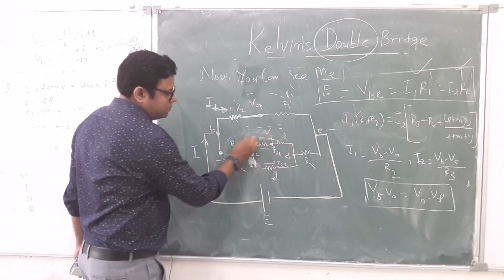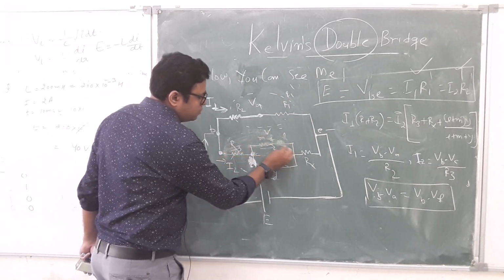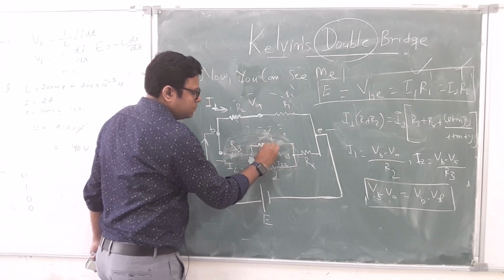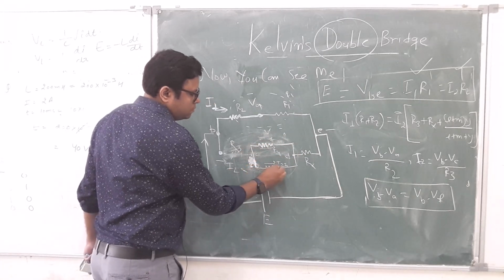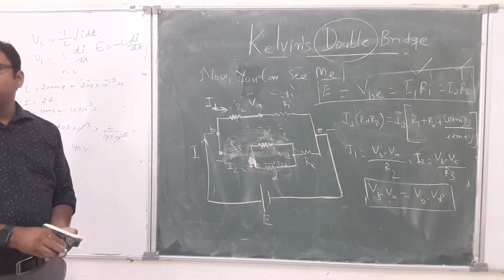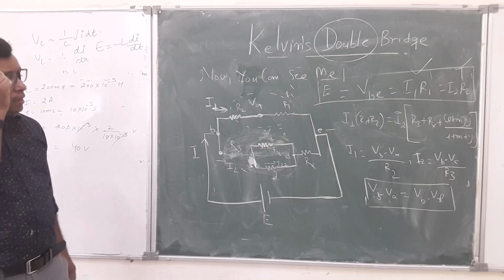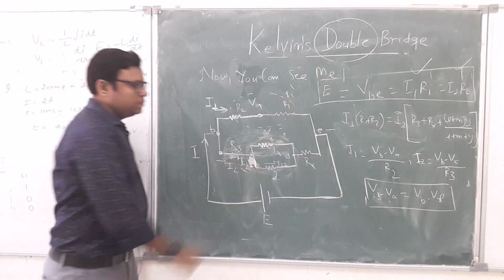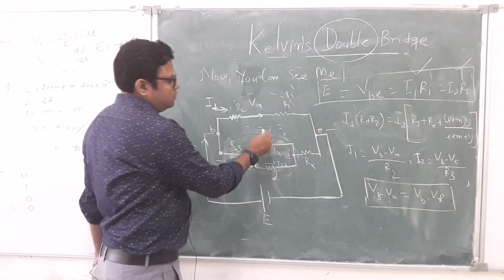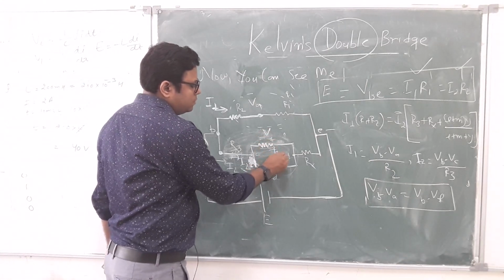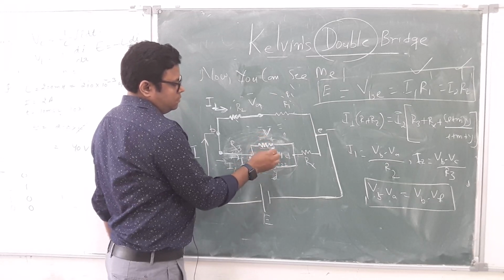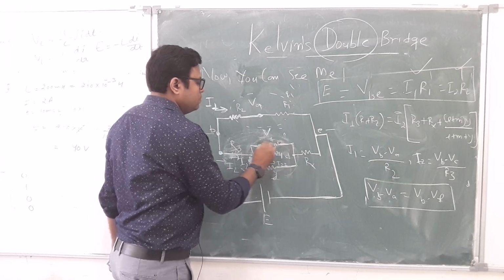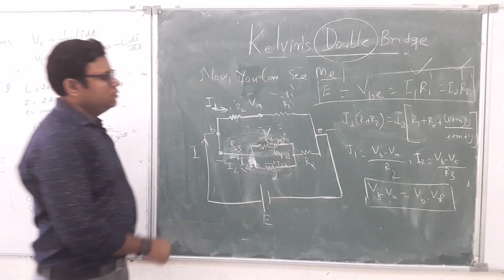Concentrate on this portion. I am highlighting this portion. Is it visible? For the time being. So use the current divider rule here and correlate this I21.